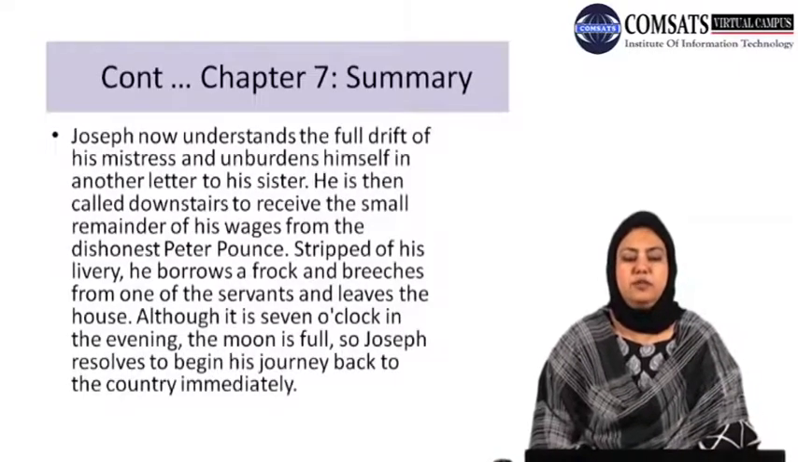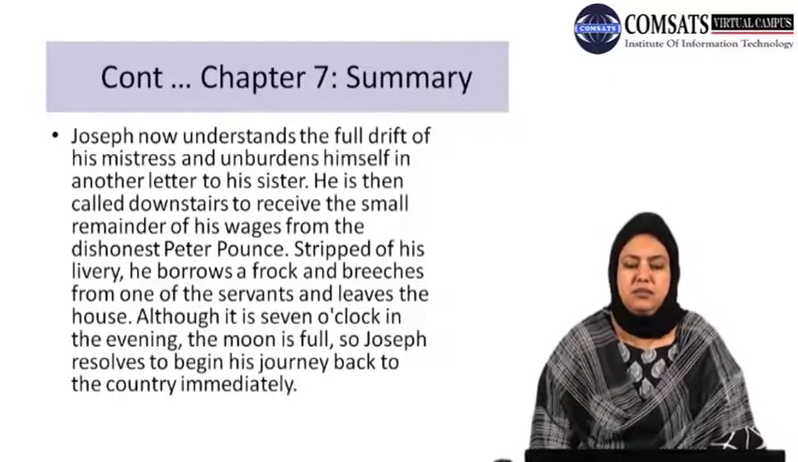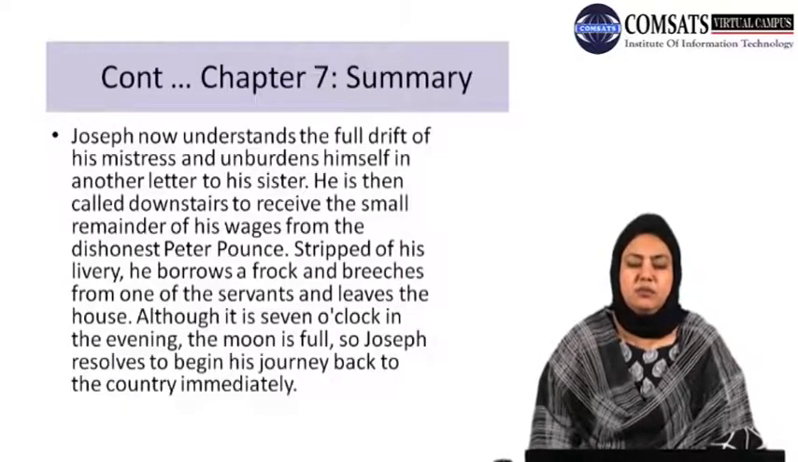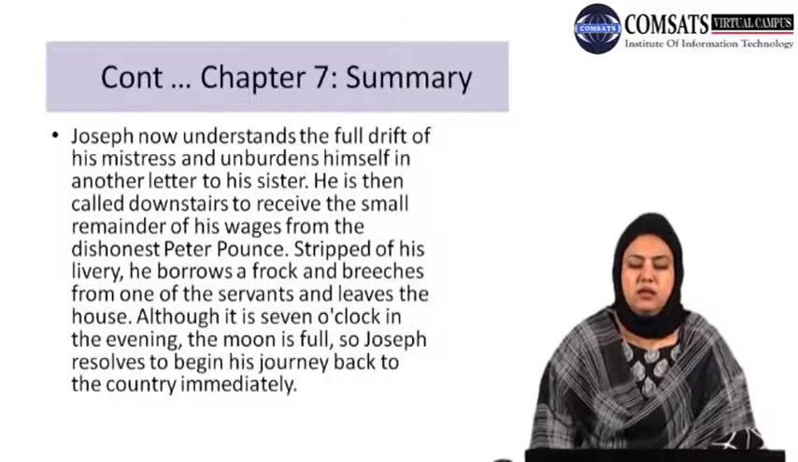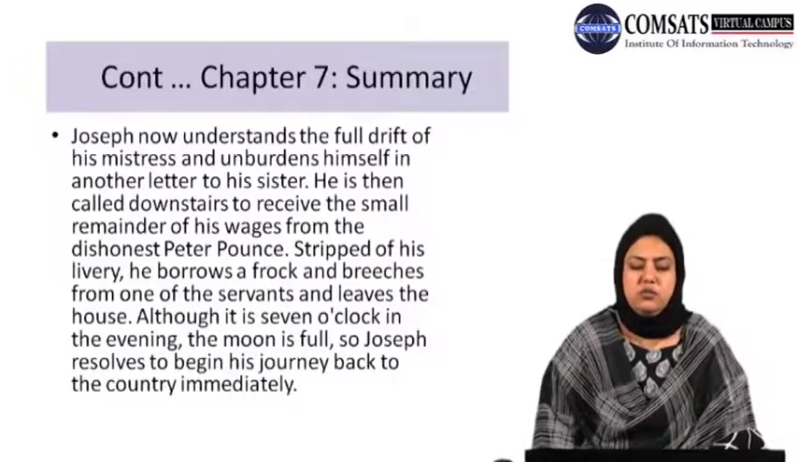Joseph now understands the full drift of his mistress and unburdens himself in another letter to his sister. Remember, he wrote a letter in chapter 6. He is then called downstairs to receive the small remainder of his wages from the dishonest Peter Pounds. Again, the name Peter Pounds gives us clues towards his dishonesty. Stripped of his uniform, he has to, of course, borrow a frock and breeches from one of the servants. So he leaves the house in borrowed clothes.